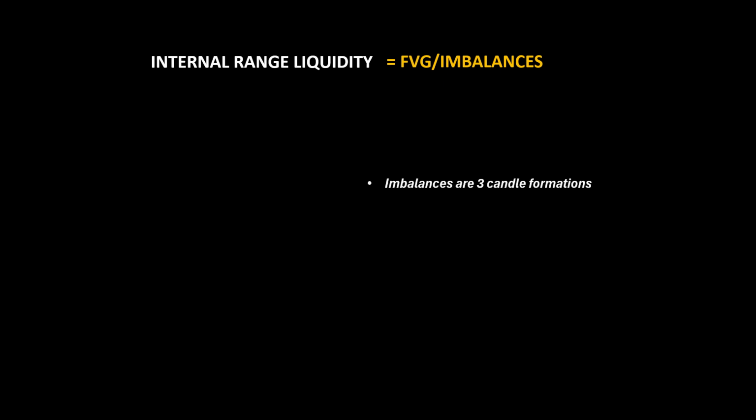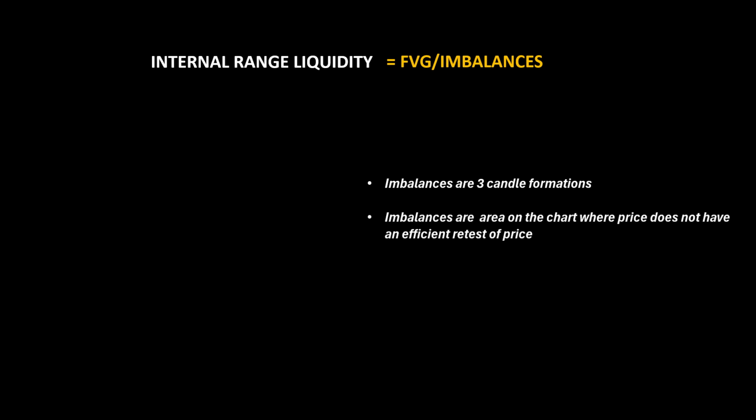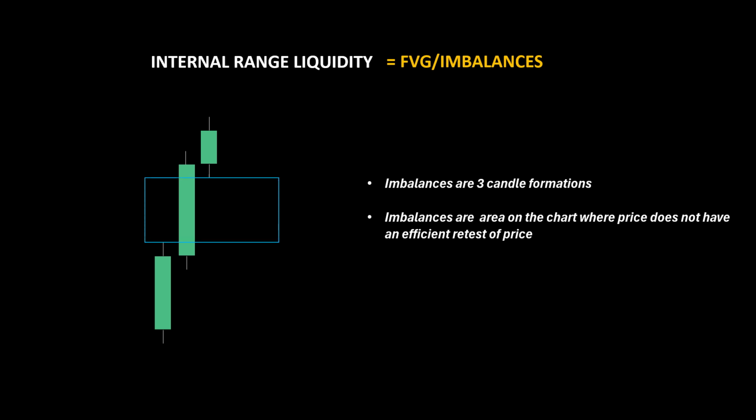So as you all know, what is imbalance? Imbalance are three candle formation. Okay, imbalance are area on the chart where price does not have an efficient retest of price, right? So this is basically our imbalance, right? Fair value gap here, right? So imbalance is our internal range liquidity. Okay, so this is bullish fair value gap example here. Same applies on the bearish fair value gap also.